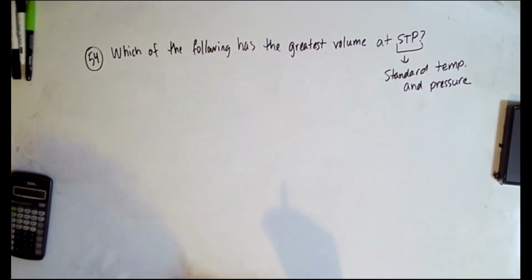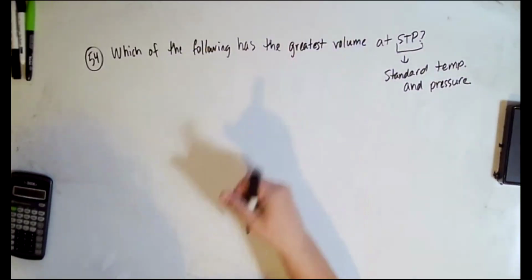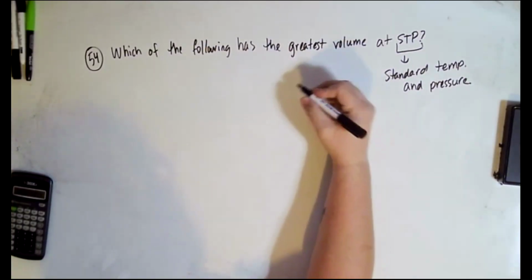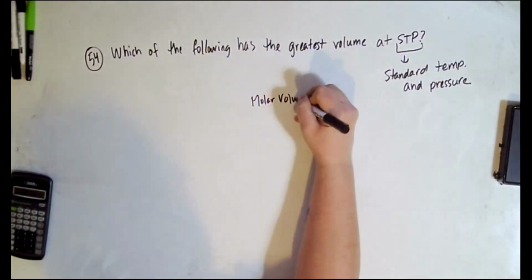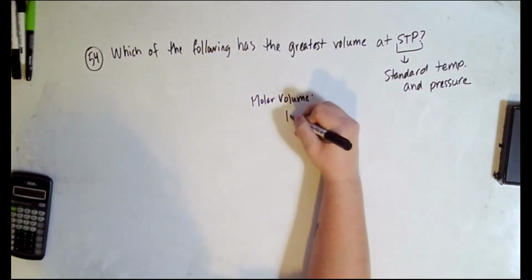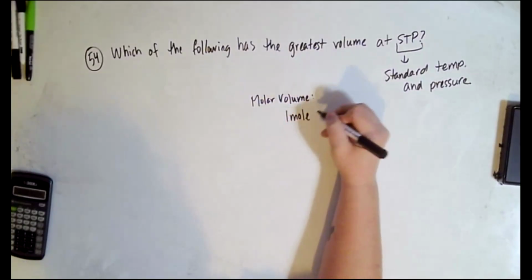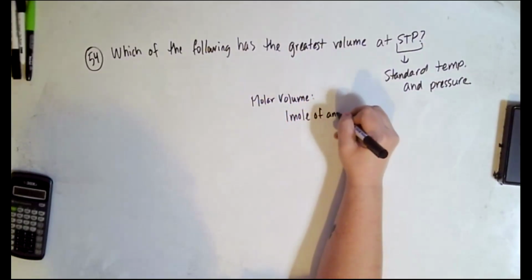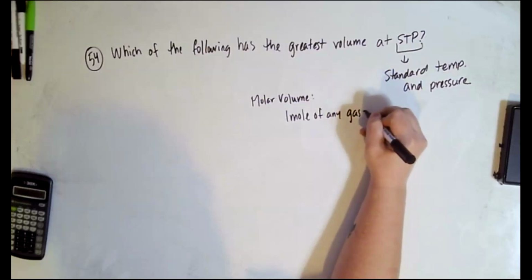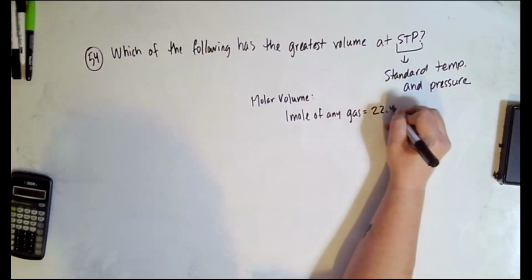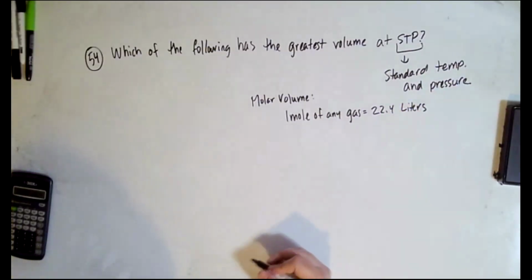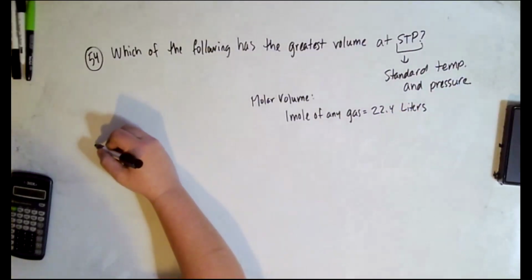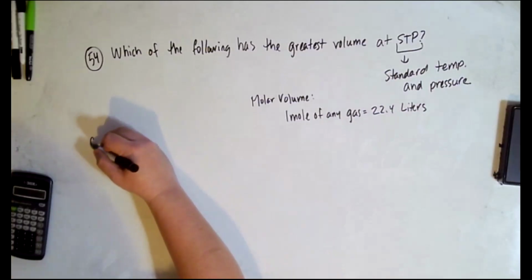And remember, when we are at standard temperature and pressure, we're able to use our molar volume. Our molar volume says that one mole of any gas equals 22.4 liters. Okay. And so they're giving us 4 gas samples here.